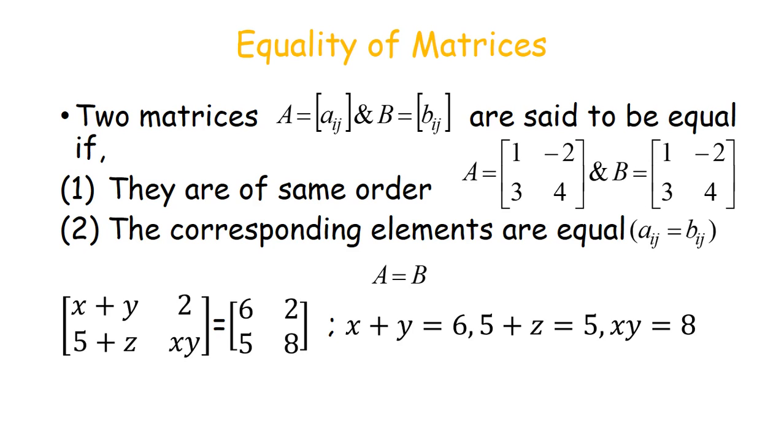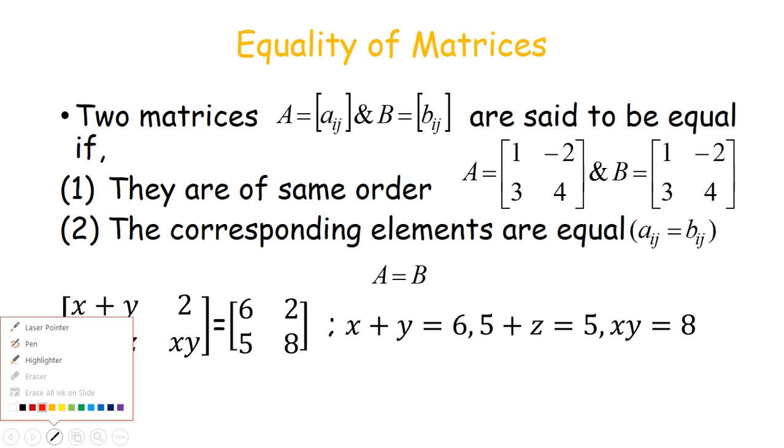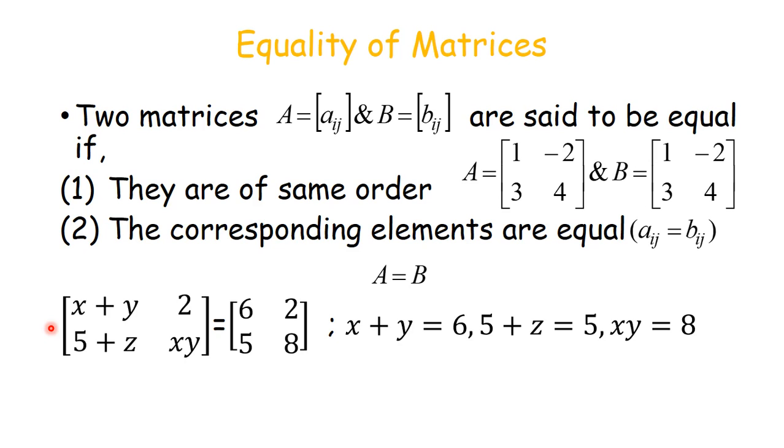Suppose we are given two matrices. These two matrices will be equal if both have the same order, means they are of the same order. And the second condition is that the corresponding elements are equal, means in both matrices if the corresponding elements are equal, then we will say that the given two matrices are equal.